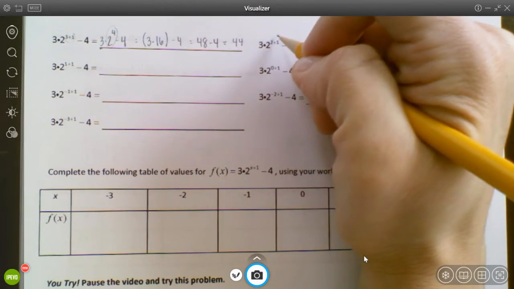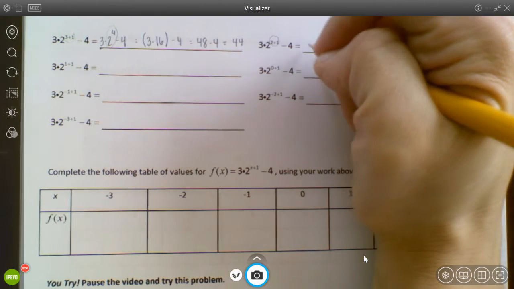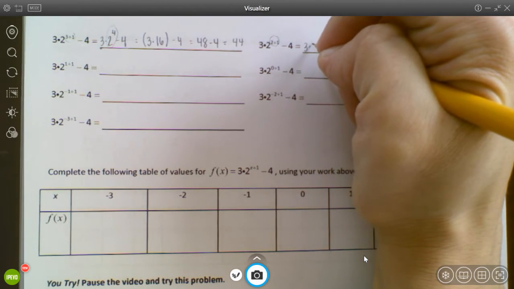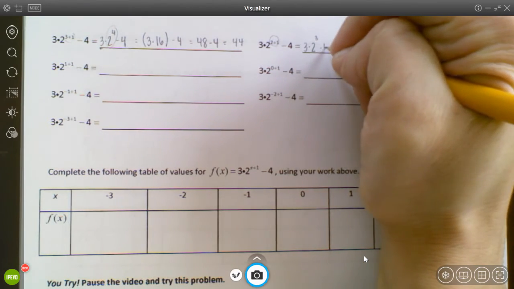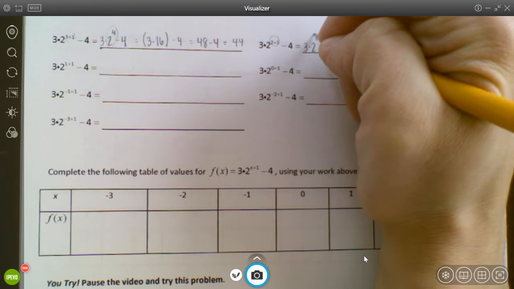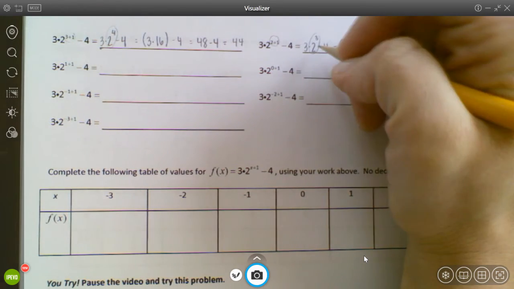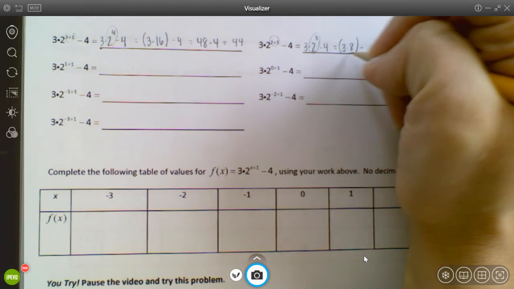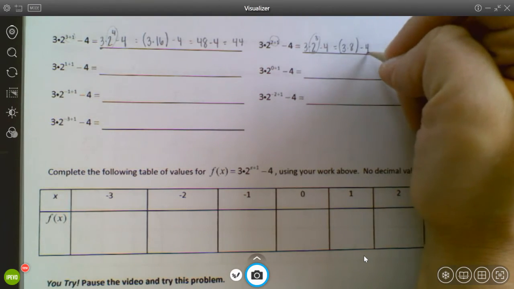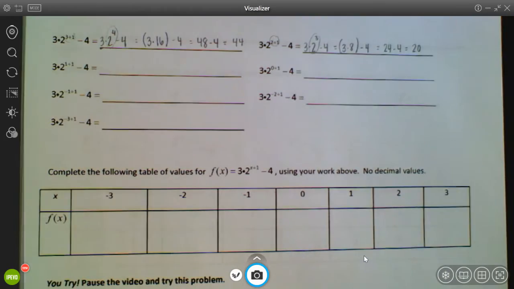All right, let's look at the next one. So 3 times 2 to the 2 plus 1 minus 4. So I'm going to go ahead and evaluate that exponent first. So 3 times 2 to the 2 plus 1 is 3, minus 4. So I'm going to go ahead and do this piece first. I'm going to open up a set of parentheses, bring the 3 over, times 2 to the 3rd, which is 8. Close my parentheses to remind myself to do that multiplication first, and then minus 4. So 3 times 8 gives me 24. Minus 4 leaves me with a 20.